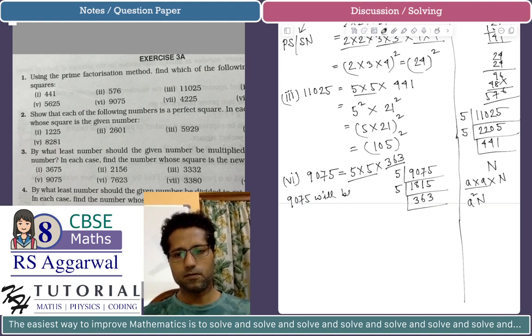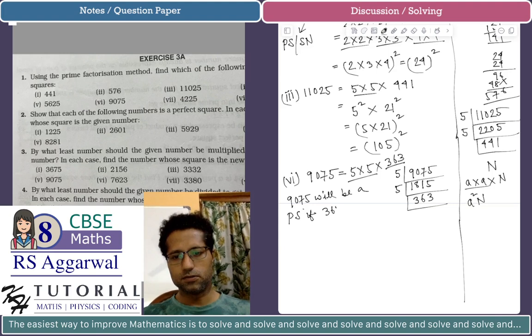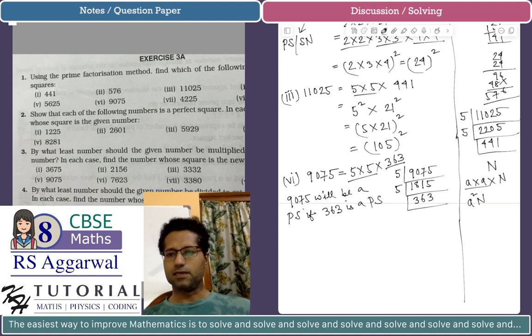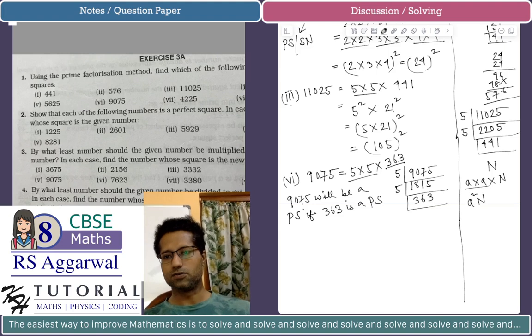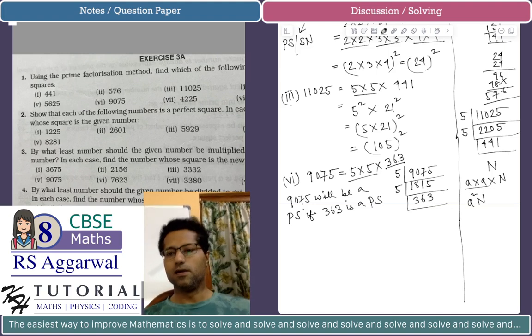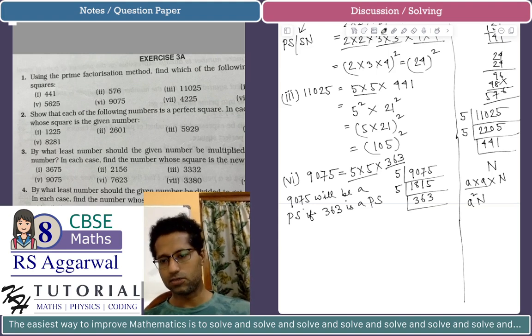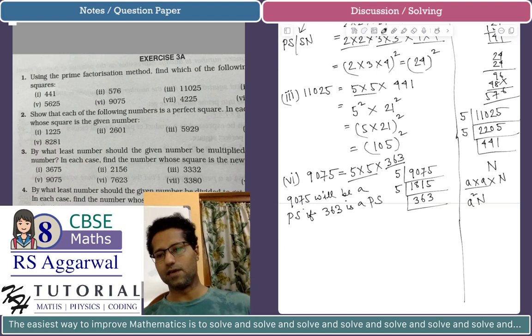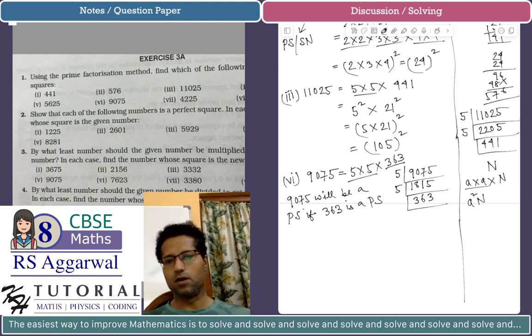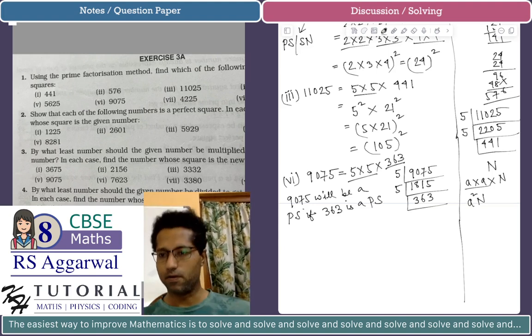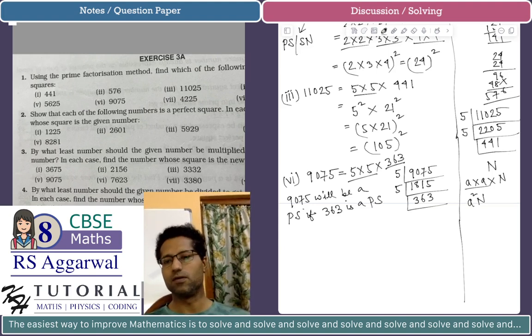90 will be a perfect square if 363 is a perfect square. I hope this is understood, because as I have explained, if n is a perfect square, then if you multiply a into a, where a is a natural number, then a square n will also be a perfect square. Conversely, if you are given a number a square n, and you are asked whether a square n is a perfect square or not, you can say that this a square n will be a perfect square only if n is a perfect square.